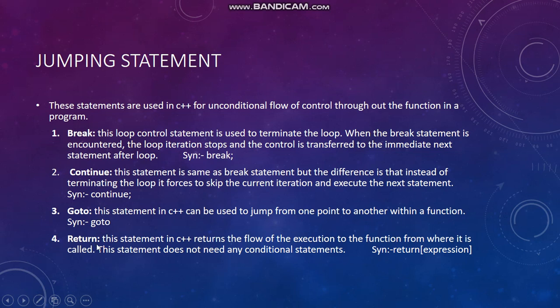The fourth one is the return statement. This return statement in C++ returns the flow of execution to the function from where it is called. So suppose there are two functions, like we have void main and some other user-made function. Now I have sent data to that function and I want to get the data back. I will use the return statement. This statement does not need any conditional statements, so there is no need to write any condition for it. We will see a small example for each of them and then we will understand it.